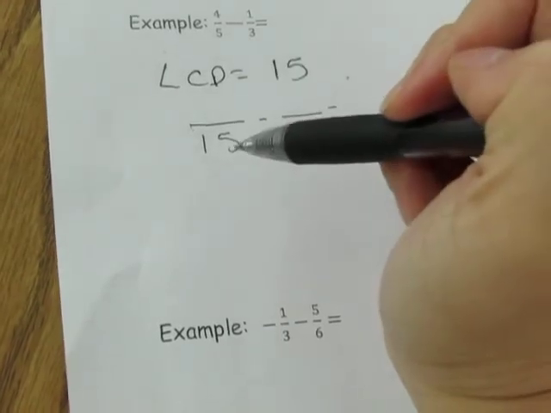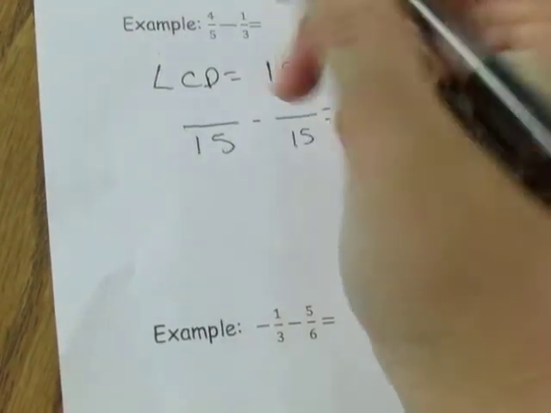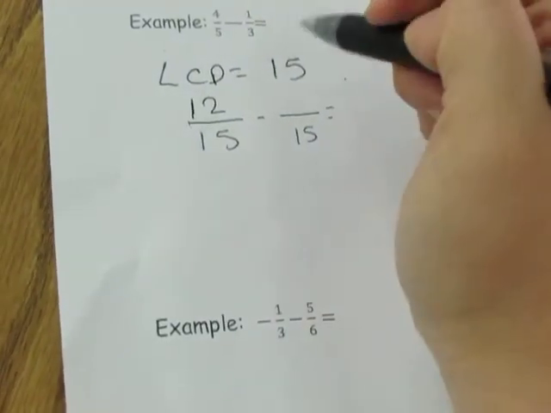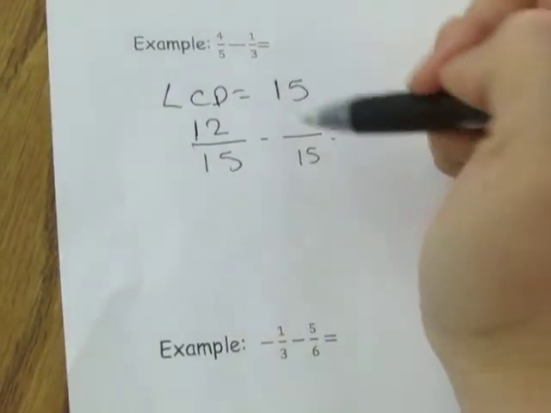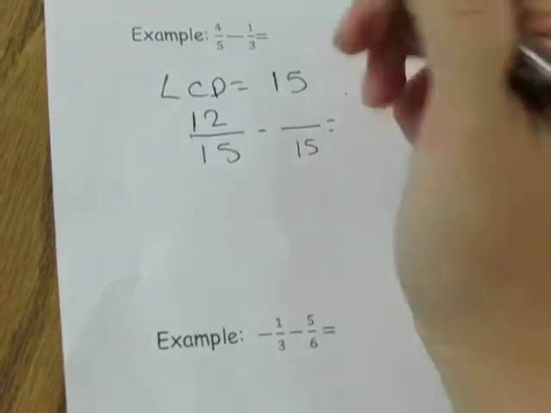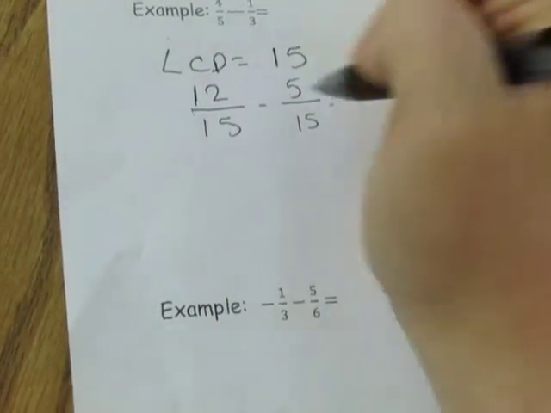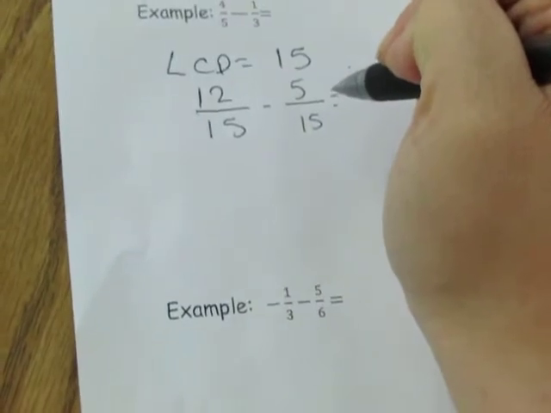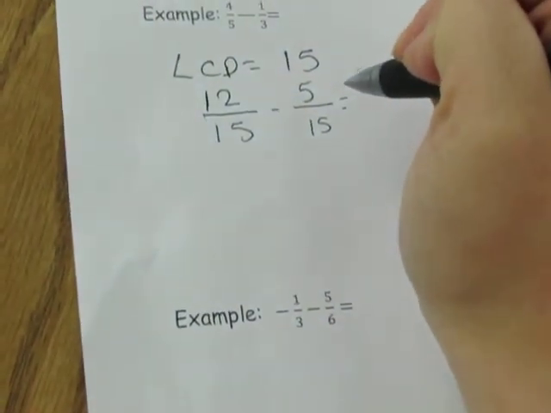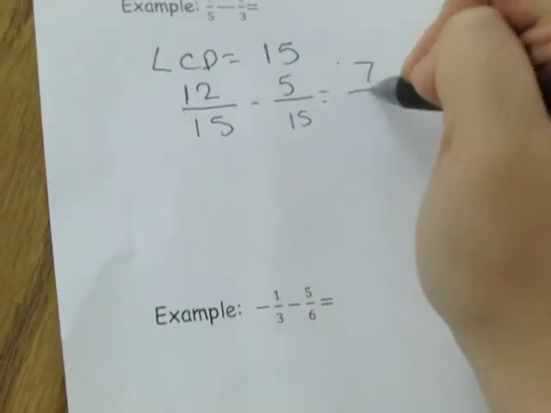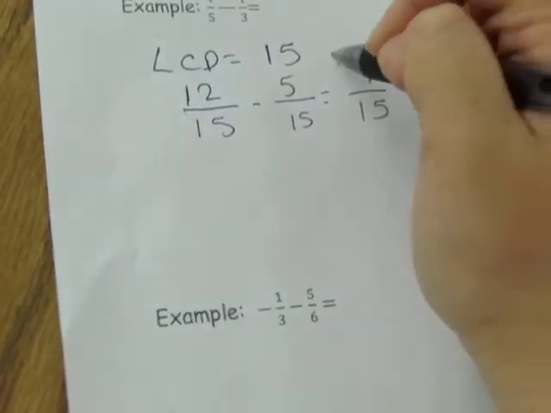5 goes into 15 3 times. 3 times 4 is 12. So I have 12 over 15. 3 goes into 15 5 times. 5 times 1 is 5. So I have 12 over 15 minus 5 over 15. Now this is just a regular subtraction problem, so I can just do, well, what's 12 minus 5? 12 minus 5 is 7, so my final answer is 7 over 15.